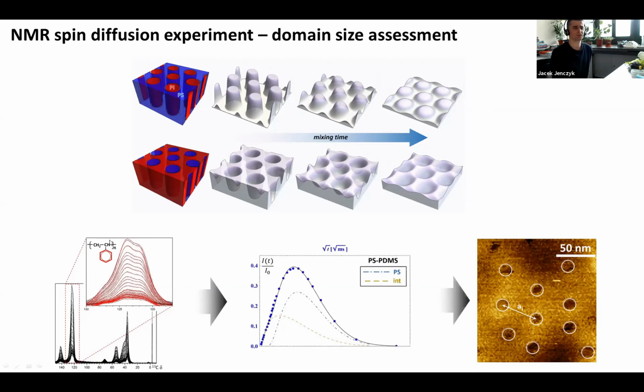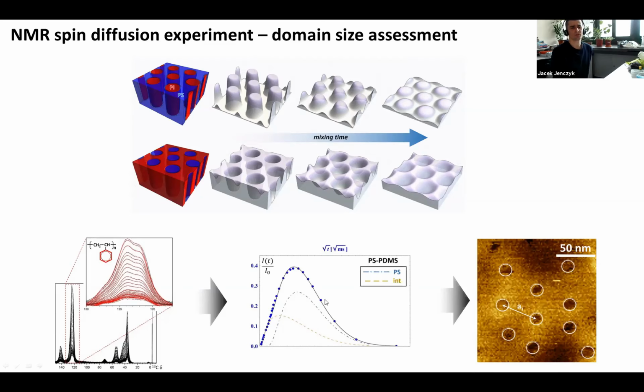So in this particular case, I'd like to show you that we can trace the signal coming directly from the polystyrene phase, which is the hard phase, like for example this blue color phase here. We can observe how this signal grows with a mixing time, and we can then trace how this signal behaves during this mixing time.